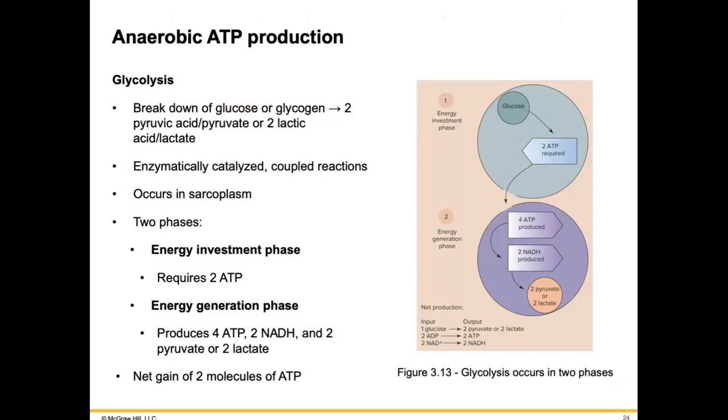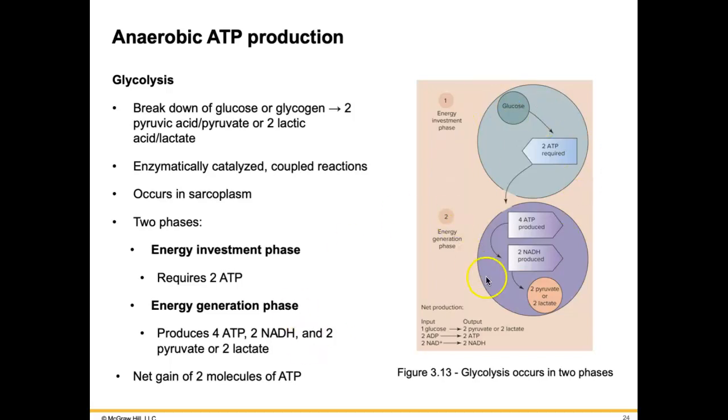Now let's go back to some more anaerobic ATP production, and this time we're going to talk about glycolysis. This is when we take a glucose molecule, or we can also utilize glycogen from the muscle or the liver, and we are going to be able to create 2 pyruvic acid or pyruvate or 2 lactic acid or lactate molecules. Now, in order to go through this process, we do have to invest 2 ATP molecules. It's kind of that thought process of it takes money to make money, right? You got to put in some energy to get new and more energy out.